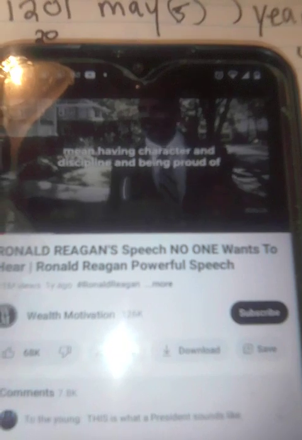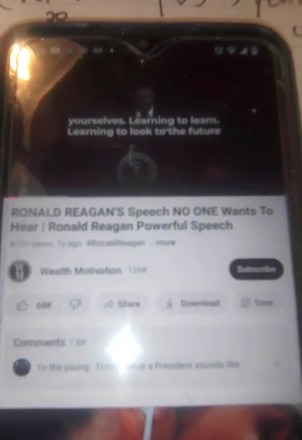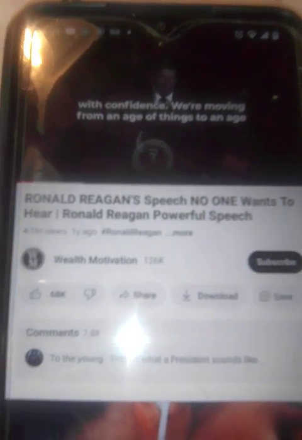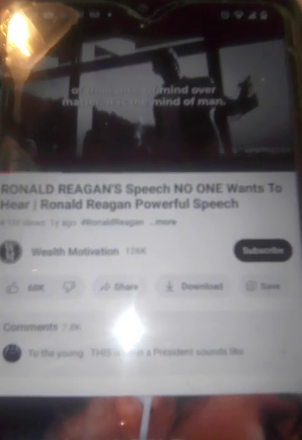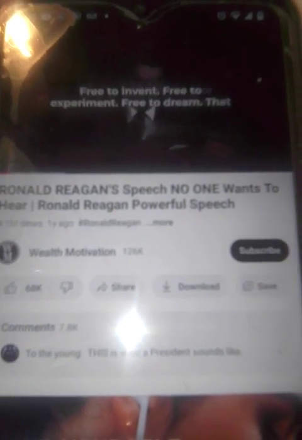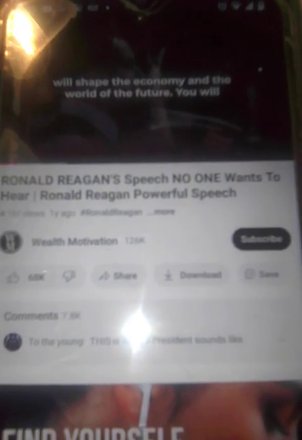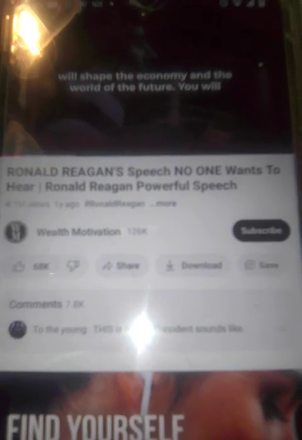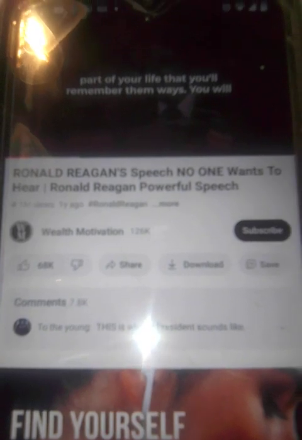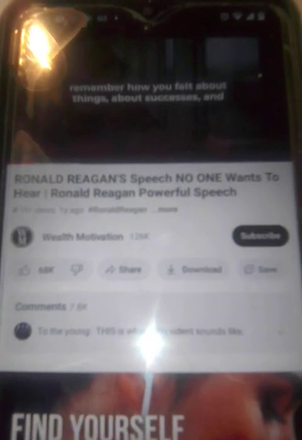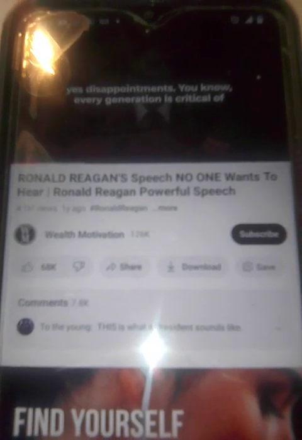It'll mean having character and discipline, being proud of yourselves, learning to learn, learning to look to the future with confidence. We're moving from an age of things to an age of thoughts, of mind over matter. That's right. It is the mind of man, free to invent, free to experiment, free to dream, that will shape the economy and the world of the future. You will discover as you get older that certain things are so much a part of your life that you'll remember them always. You'll remember how you felt about things, about successes, and yes, disappointments.